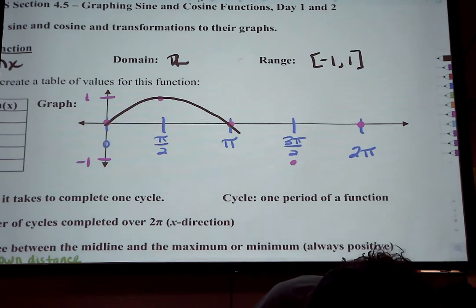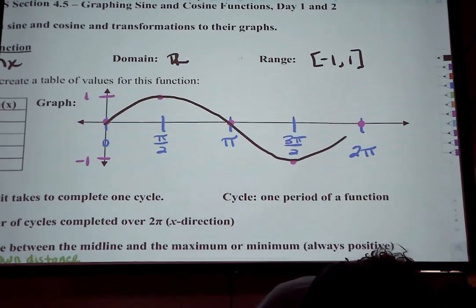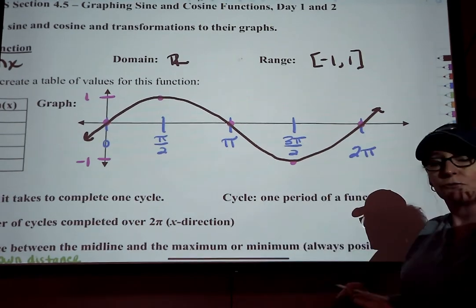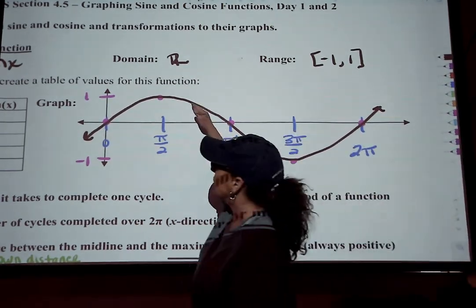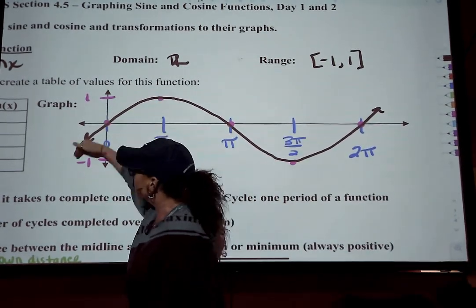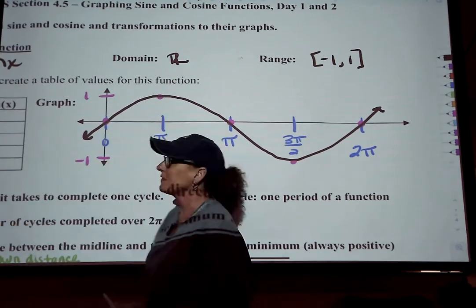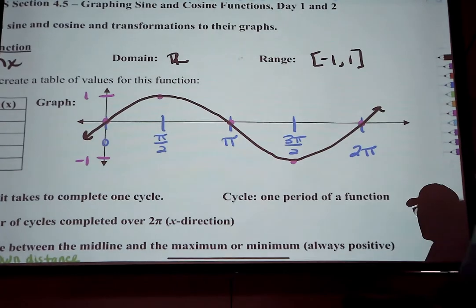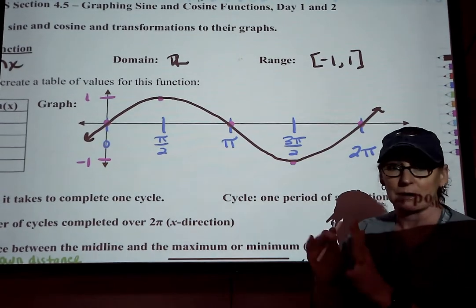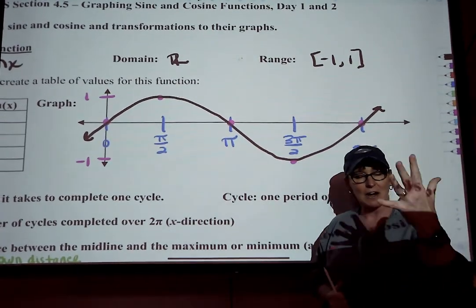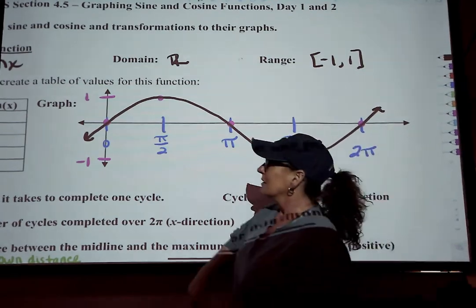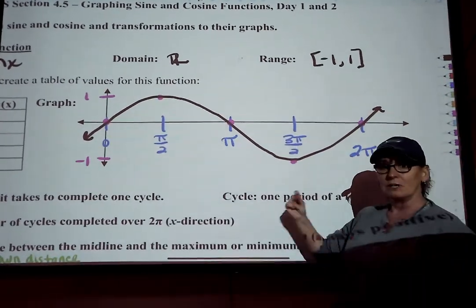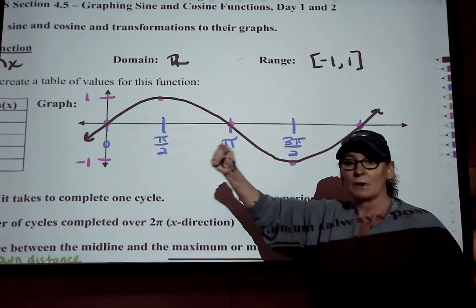Smoothly. And remember what I said, it keeps going forever left and right. So on this one, the wave would keep going that way, and on this one, the wave would keep going this way. That's what your sine graph looks like. Memorize it. 5 points. Starts here. Boom, boom, boom, boom, boom. You need to be quick at knowing that shape.